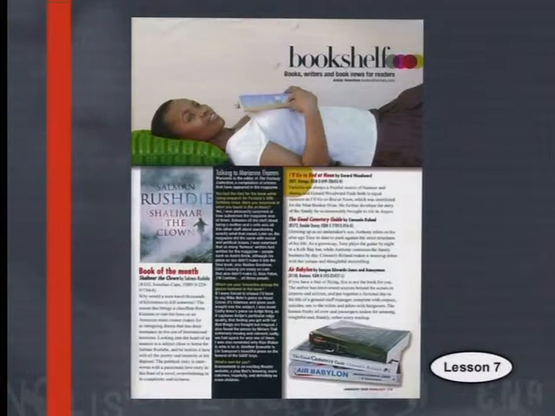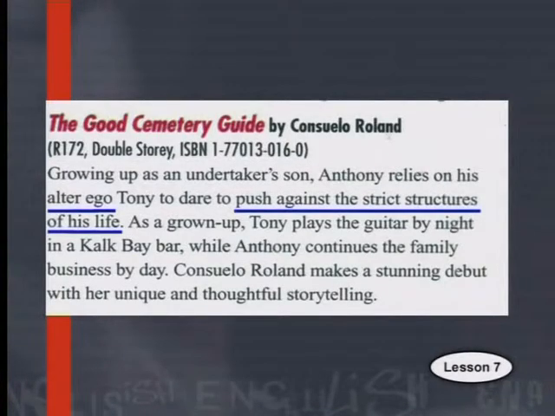Let's have a look at the words that are used. Words like alter ego and phrases like push against the strict structures of his life are quite complicated, but they would be understood by the people likely to read this magazine and people who want to read this novel. So, here we've seen another example of a regular feature, a review, where the content, style, and look and feel are appropriate for the target readers, the type of magazine, and the intention of the magazine.